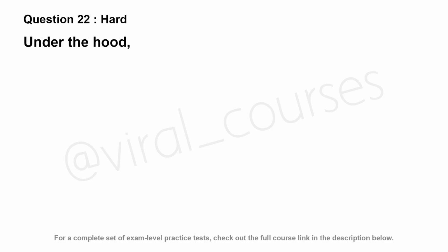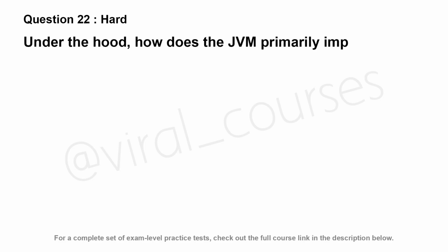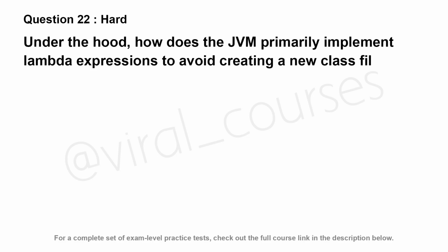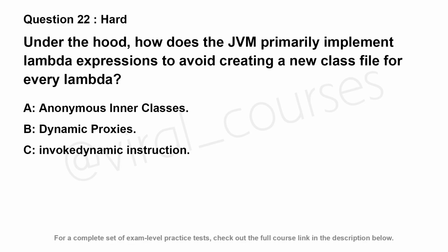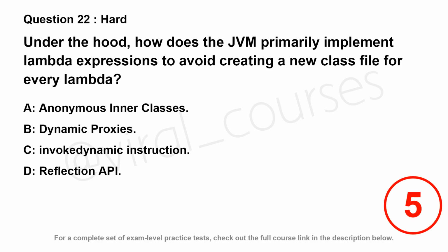Under the hood, how does the JVM primarily implement lambda expressions to avoid creating a new class file for every lambda? Option A. Anonymous inner classes. Option B. Dynamic proxies. Option C. Invokedynamic instruction. Option D. Reflection API.